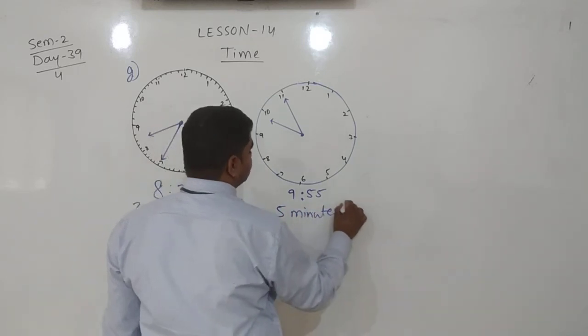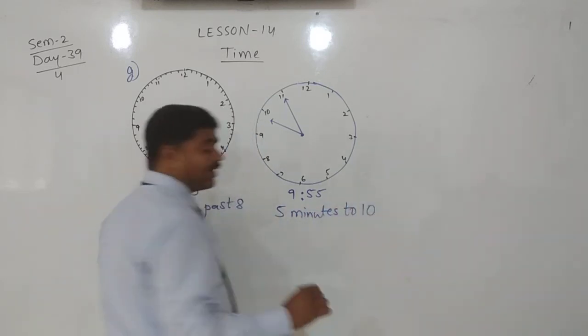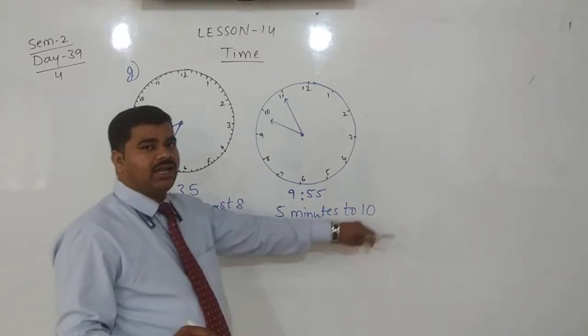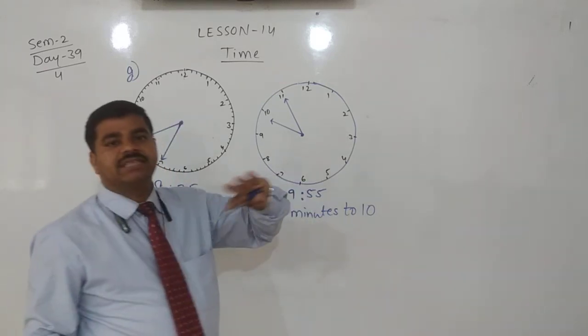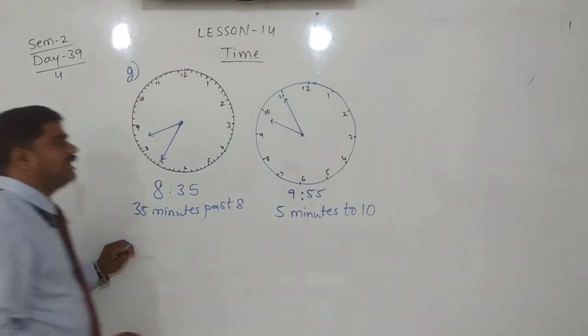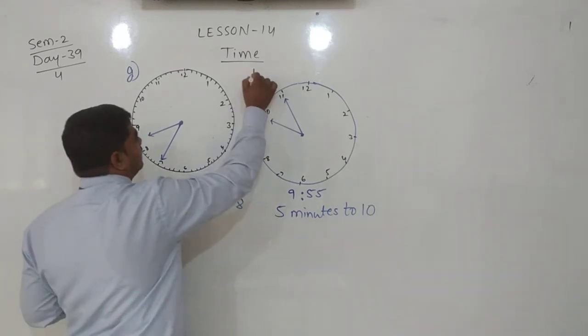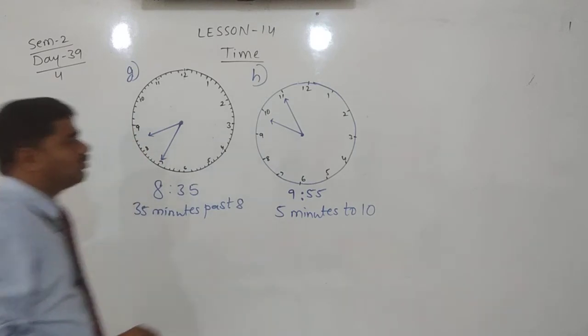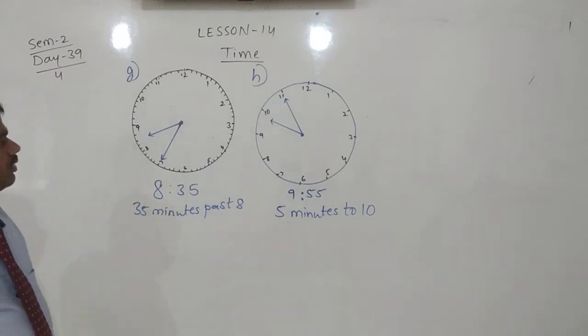5 minutes to 10. That's why 5 minutes to 10. Or you can write 55 minutes past 9. 55 minutes past 9 also you can write. Yes, draw these 2 clocks. Draw these 2 also neatly in your notebook.